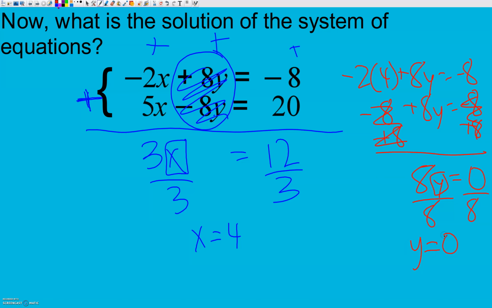And that can happen. We can plug it back in and check. Negative 2 times 4, negative 8 plus 0 gives me negative 8. 5 times 4, 20 minus 0 gives me 20. So we know we're right here with 4, 0 as our solution.